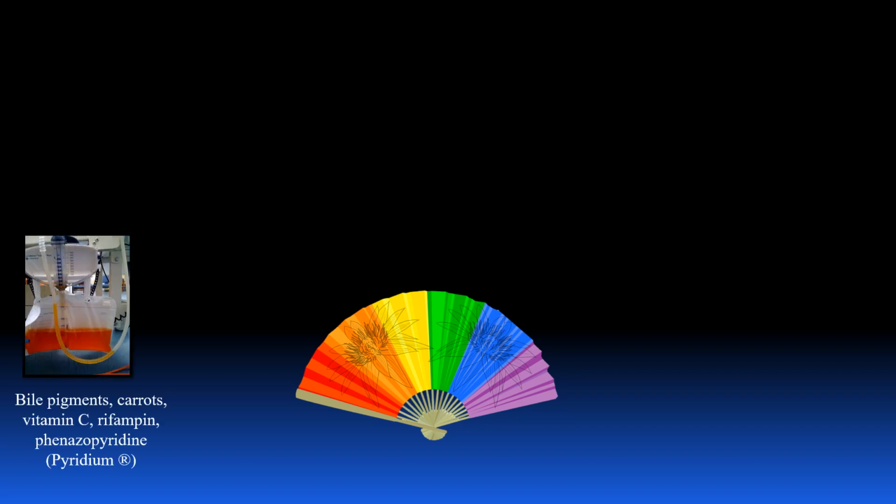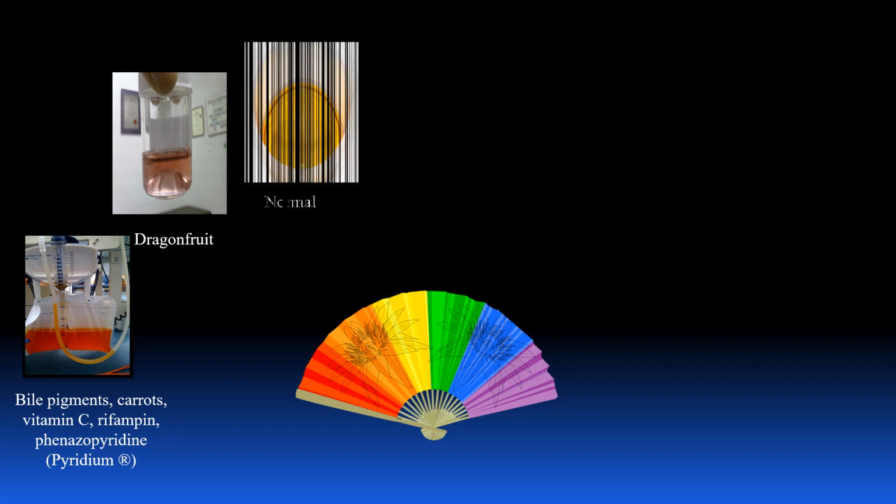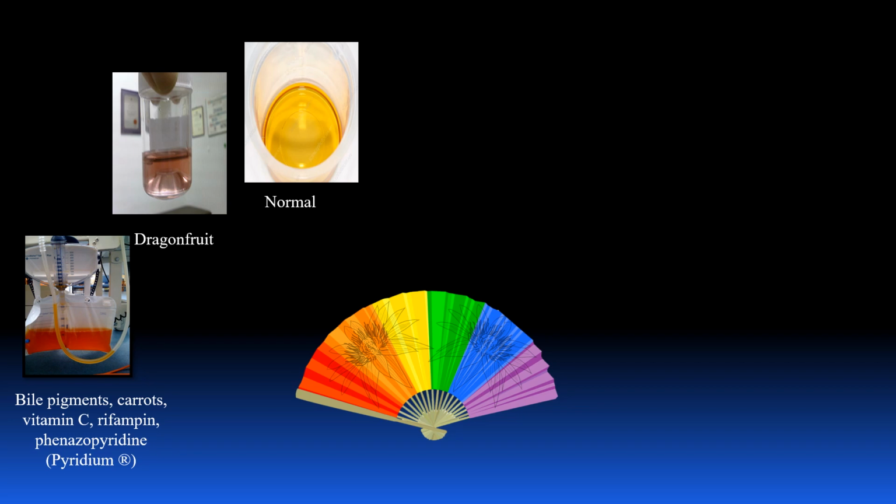Orange urine may be seen with the presence of bile pigments or ingestion of carrots, vitamin C, medications such as rifampin and phenazopyridine. Pink urine may be seen with the ingestion of dragon fruit. Yellow urine is normal, although the intensity of yellow varies with how concentrated the urine is.